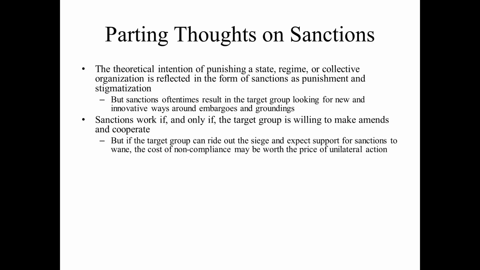So if the target group can ride out the siege and expect support for sanctions to wane among some of the weaker members, then the cost of noncompliance that brought on these sanctions may actually be worth the price of unilateral action. In other words, if Russia can ride out the storm from literally annexing another country's piece of territory to its own, and wait long enough for the sanctioning countries to realize that realities on the ground make this a done deal, we might as well just move forward. Then that's what Russia's going to do.